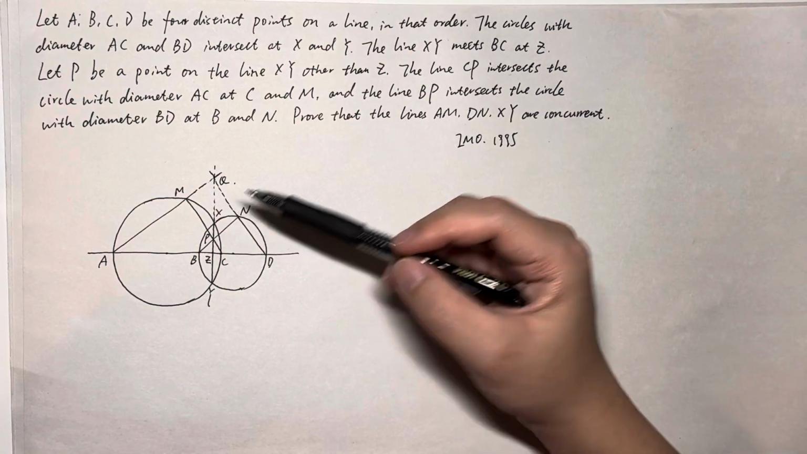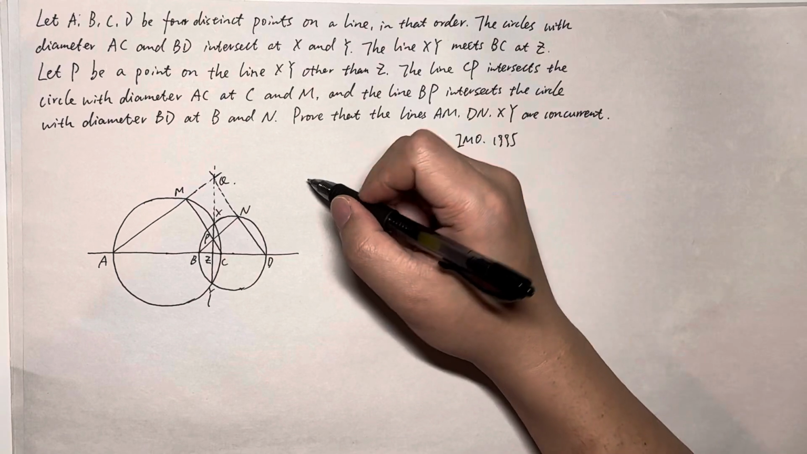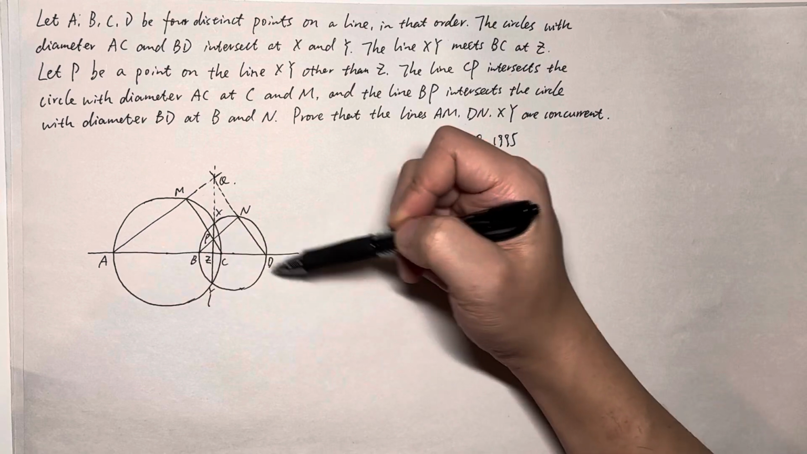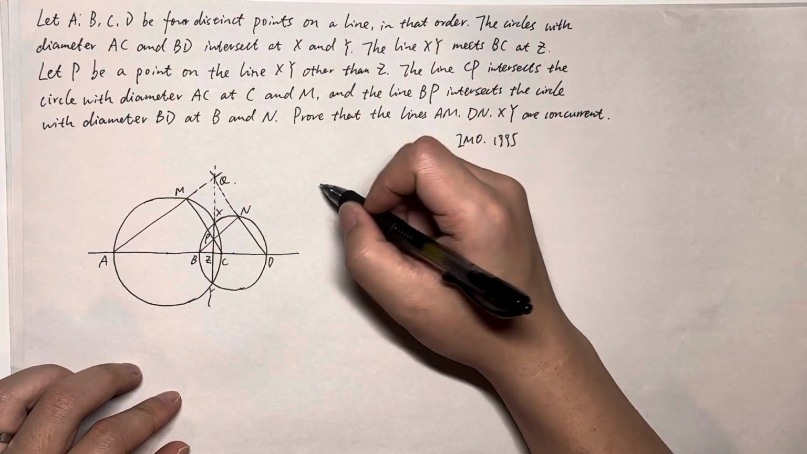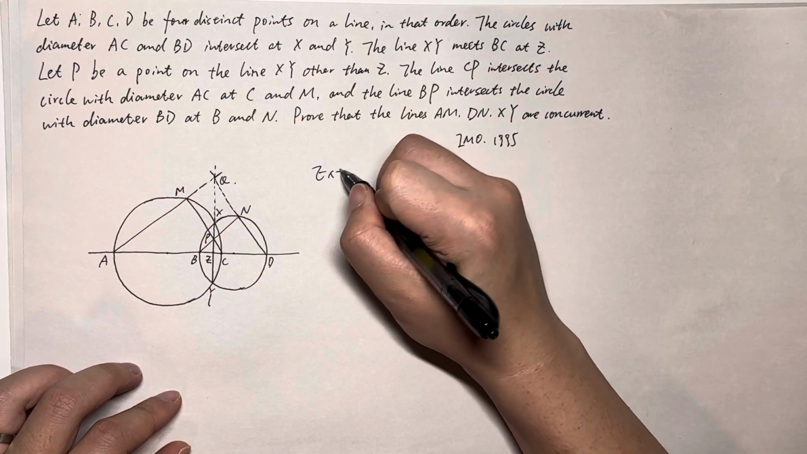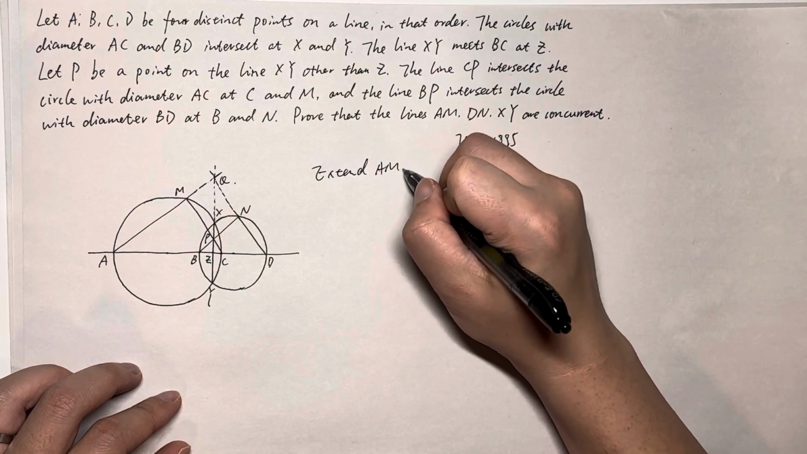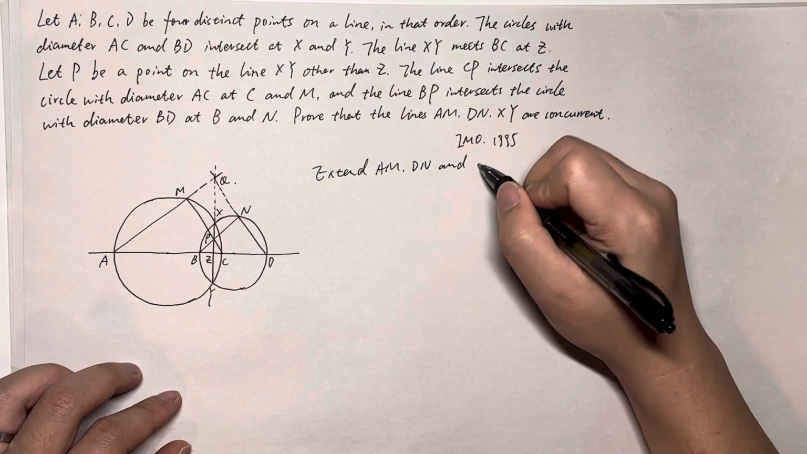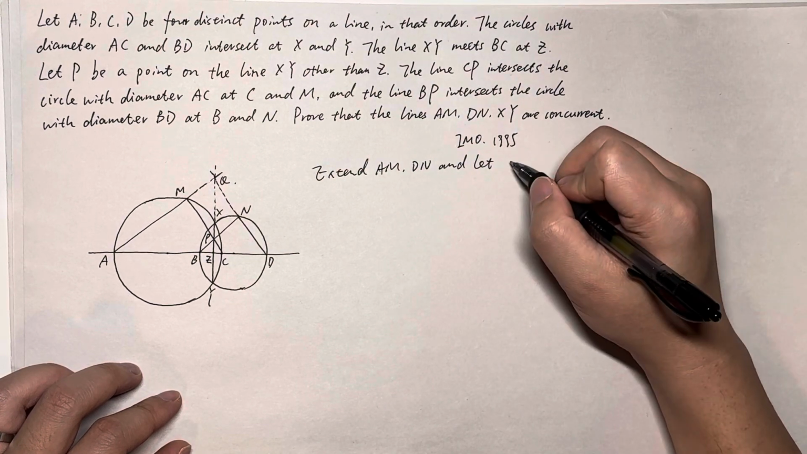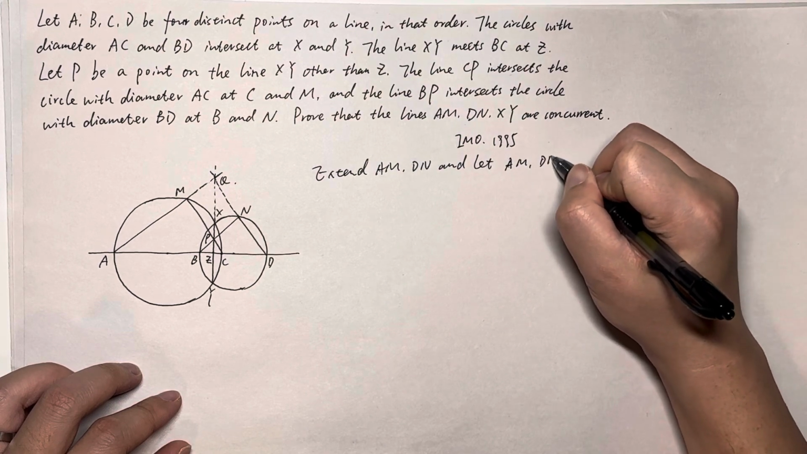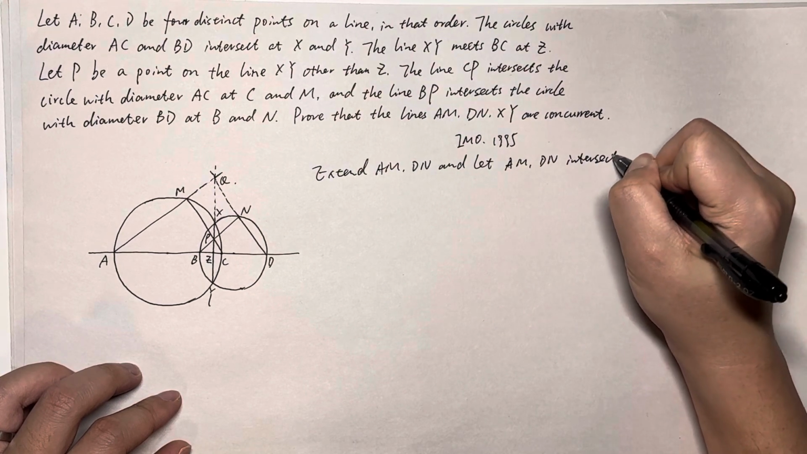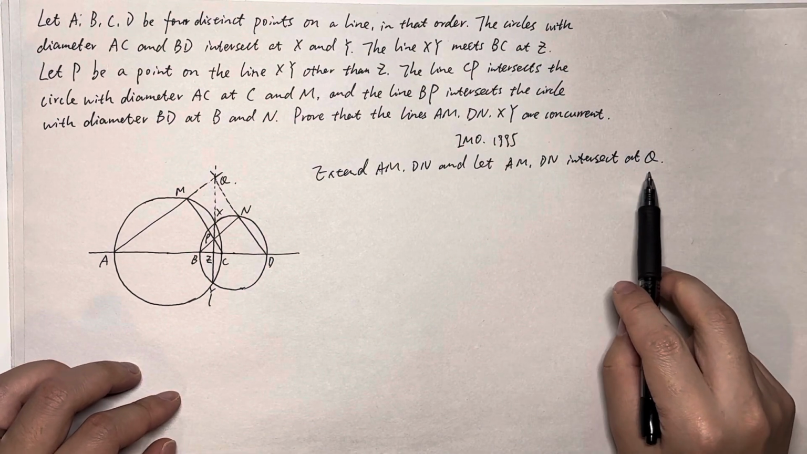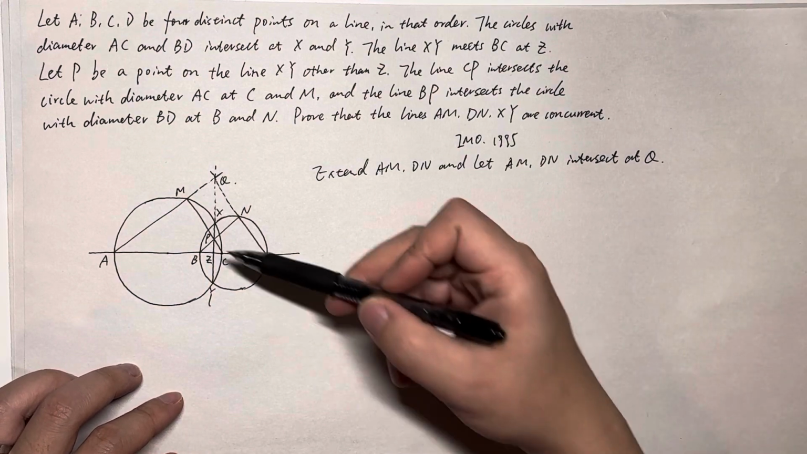So how can we prove that three lines are concurrent? We first consider that Q is an intersection point of line AM and line DN. So we can extend AM, DN, and let AM, DN intersect at Q, right? Then we just need to prove that this Q is on XY.